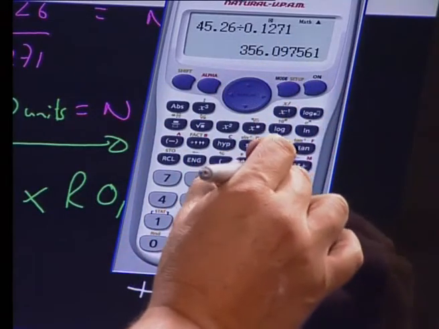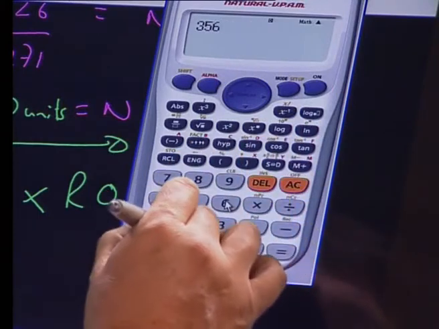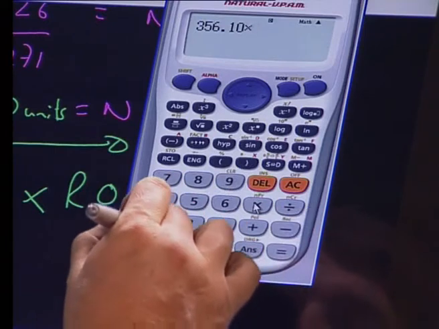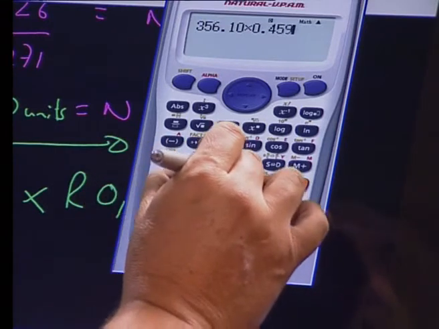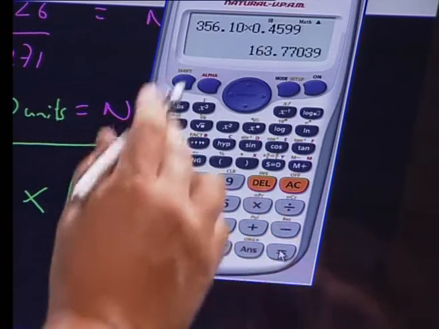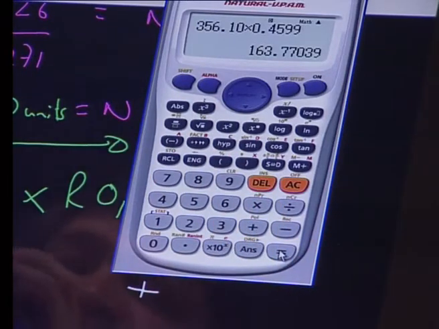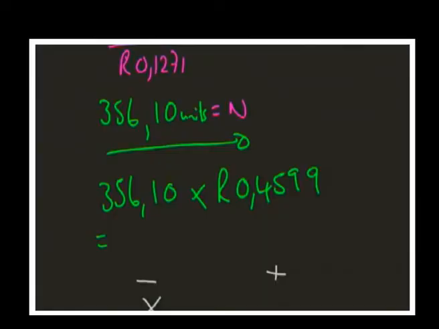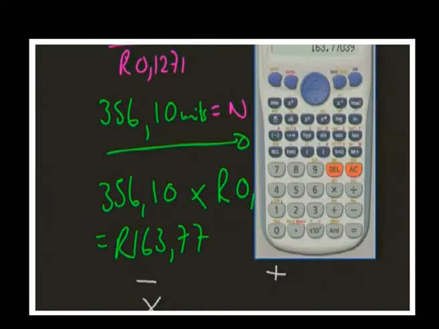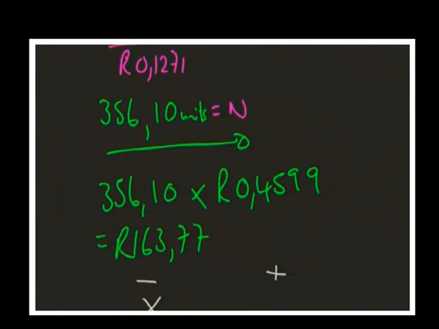So we've got 356.10, multiplying that by 0.4599, and we're going to land up with an answer of 163 Rand 77. Let's just confirm that it is indeed. So that's how much it will cost me if I use rate number 1. If I used rate 2, would it also cost me that amount? Well, it should, shouldn't it? Because we just said if I use that amount of units, I should get the same answer.